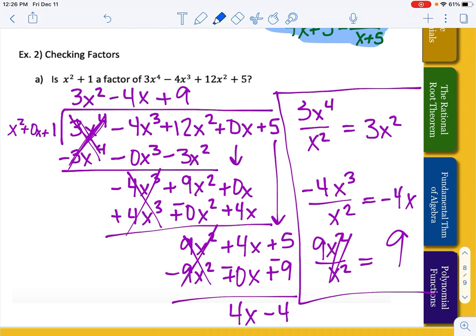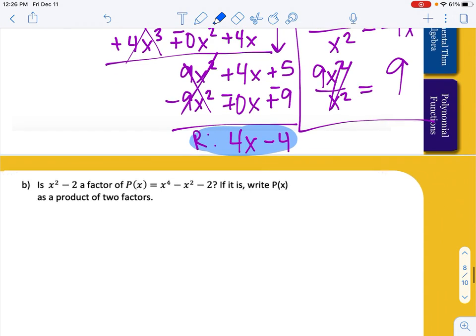Now, we can't actually go any further than this. Once we have a smaller degree here than we have in our divisor, that is the end of the line. We have our remainder. Didn't get down to just a number, unfortunately. But here's our remainder. And here's what we had pulled out of that divisor with this remainder. Okay?